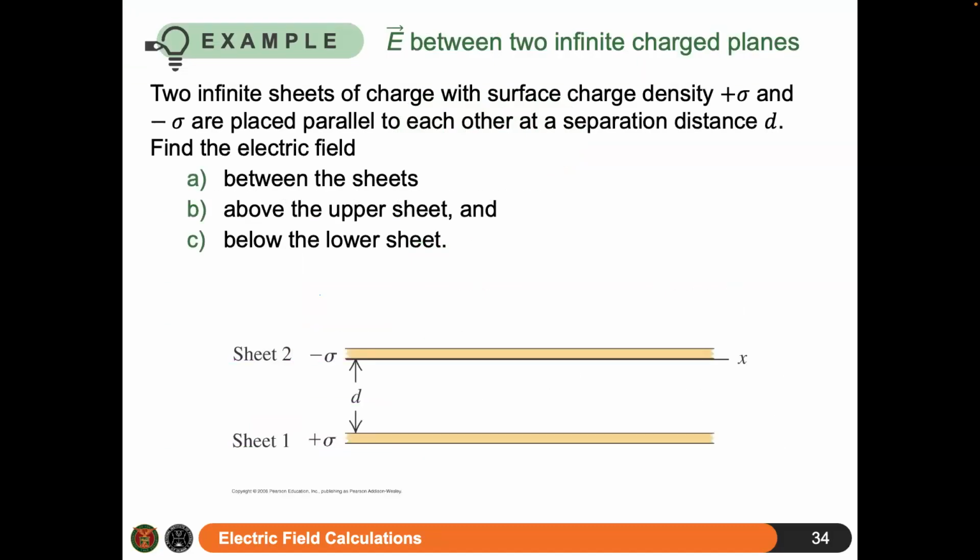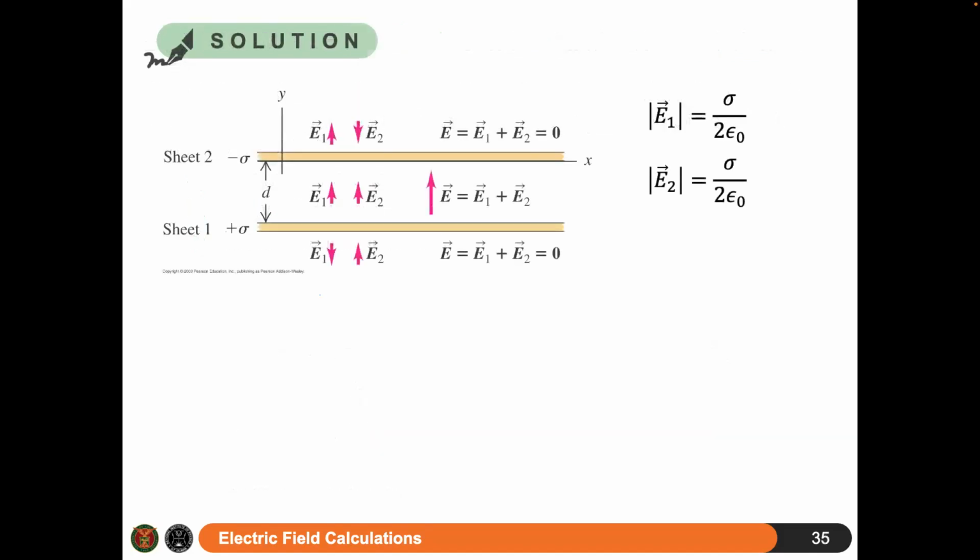So, let's see another example. What if there are two infinite plane charges? Two infinite sheets of charge with surface charge density plus sigma and negative sigma are placed parallel to each other at a separation distance d. Find the electric field above, below, and between the sheets. Let's consider sheet 1 as the one below, and sheet 2 as the one above. Sheet 1 has positive sigma and the one above has negative sigma.